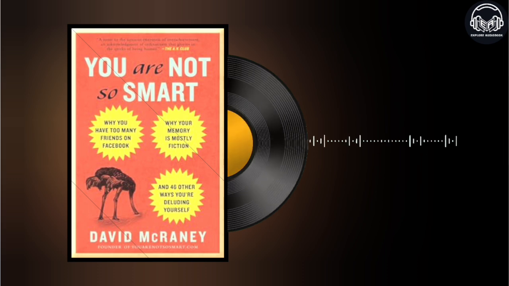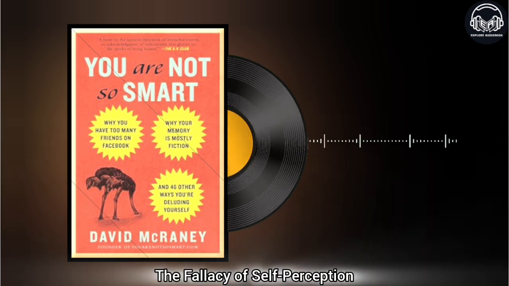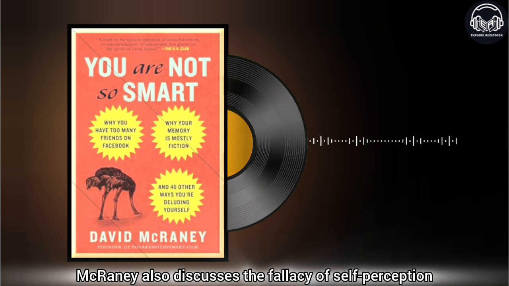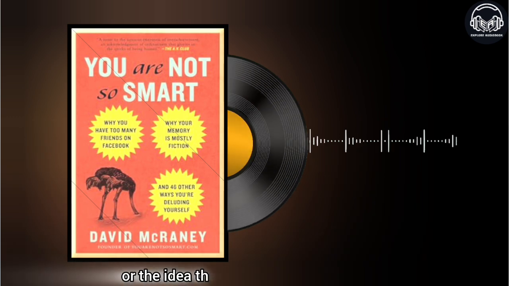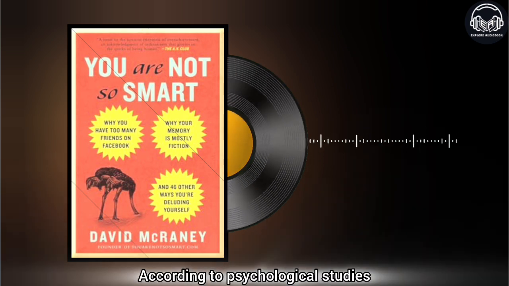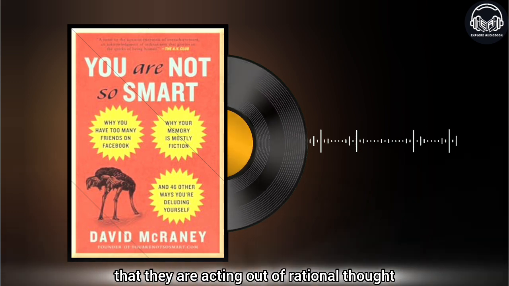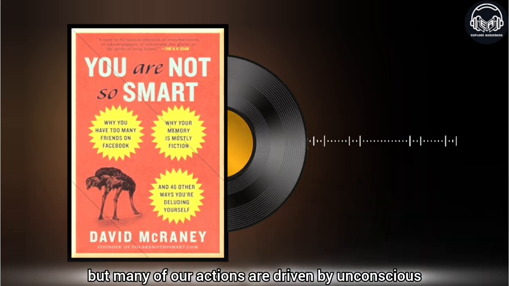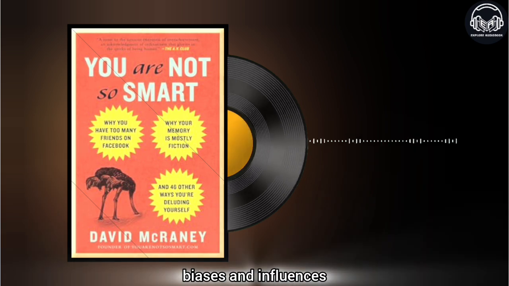Chapter 5. The Fallacy of Self-Perception. McRaney also discusses the fallacy of self-perception, or the idea that we are not fully aware of why we make the decisions we do. According to psychological studies, people often believe that they are acting out of rational thought and conscious intent, but many of our actions are driven by unconscious biases and influences.